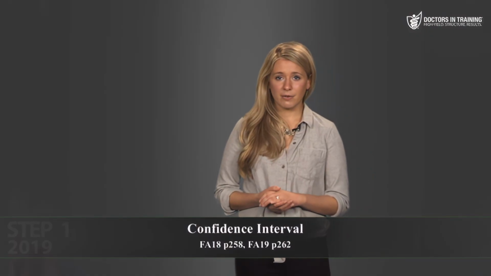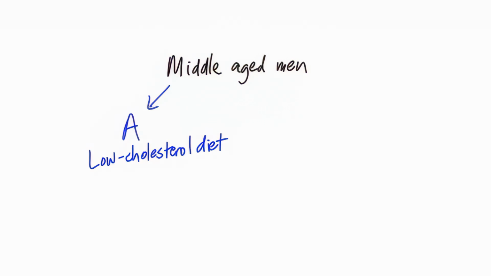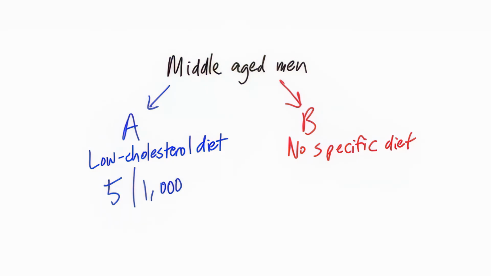Let's look at this confidence interval in an example. Say there's a study that takes a group of middle-aged men and randomly assigns them into one of 2 groups. Group A is given a strict, low cholesterol diet. Group B is a control group, where each person eats whatever they would eat in a normal day. Those on Diet A have 5 cardiac events per 1,000 person years. Those on Diet B have 7 cardiac events per 1,000 person years.